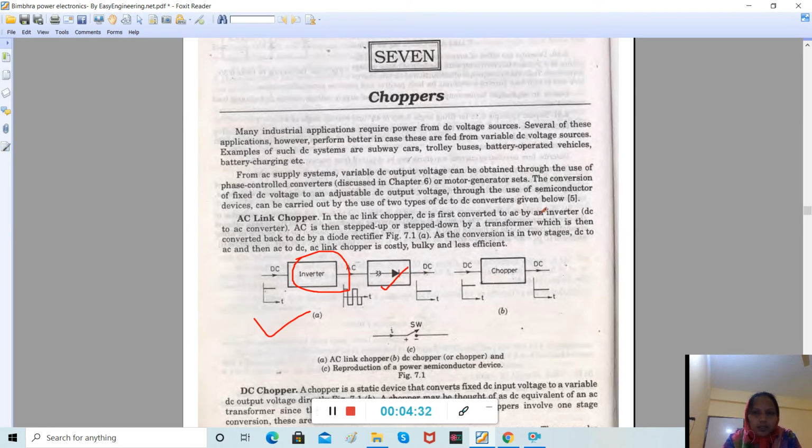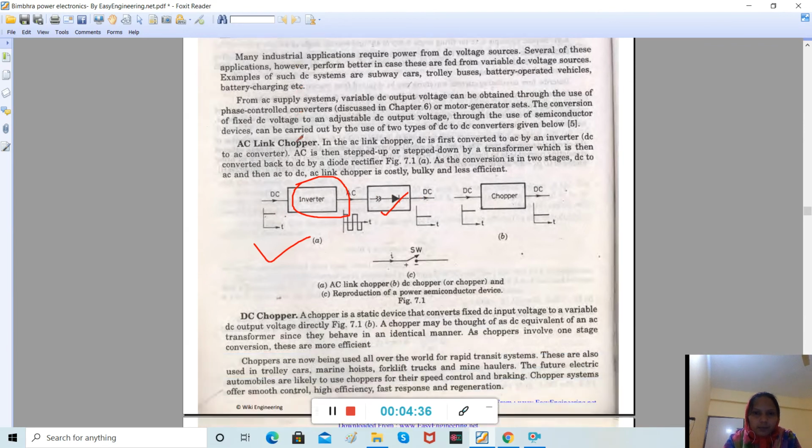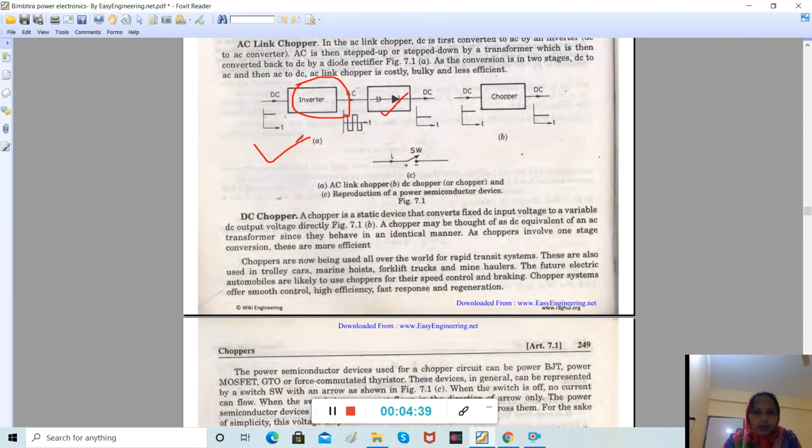Okay. So the next one is the DC chopper. DC chopper is a static device that converts fixed DC input voltage to variable DC output voltage directly. This is a one stage operation. See, this is DC input and this is DC output. This is the chopper device. Okay. So here in the one stage operation, fixed DC input voltage is converted to variable DC output voltage directly.